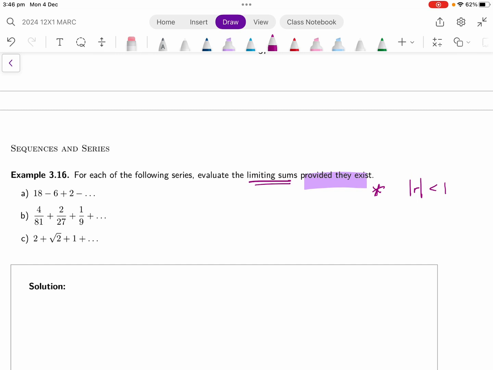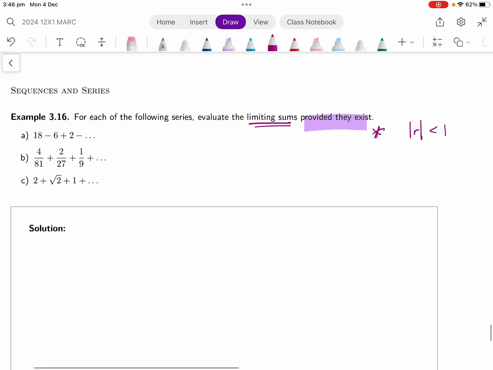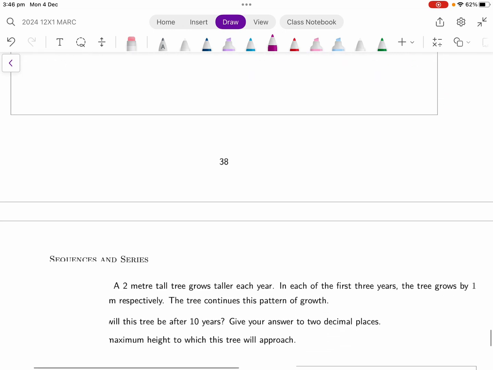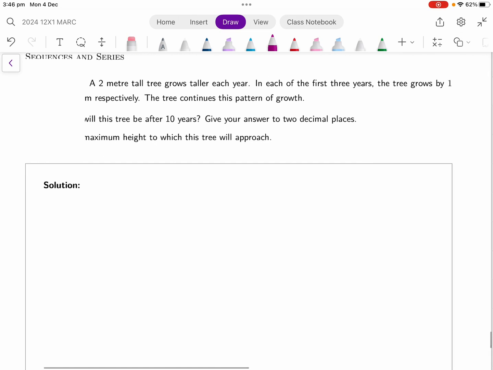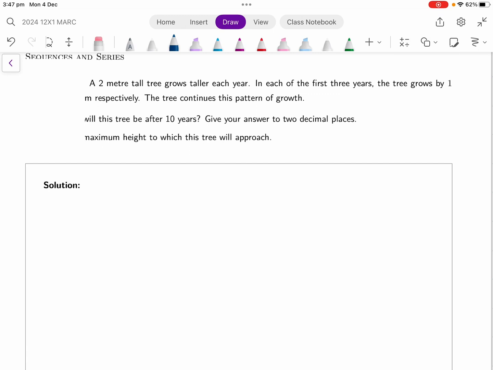All right, so what we're going to look at is, if you can progress to page 39, we'll work with this 2 meter tall tree. Sorry, looks like my iPad is having a bit of an issue with showing that upper left hand corner. So take a moment to read that. We start with a 2 meter tall tree. Oh, there it goes, thankfully.